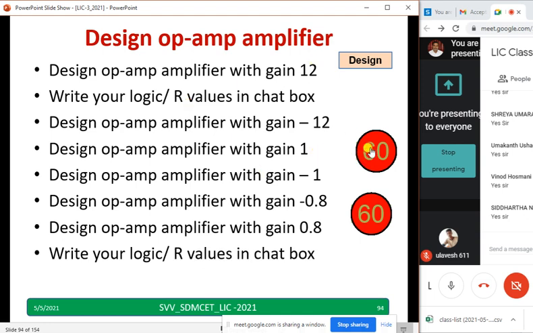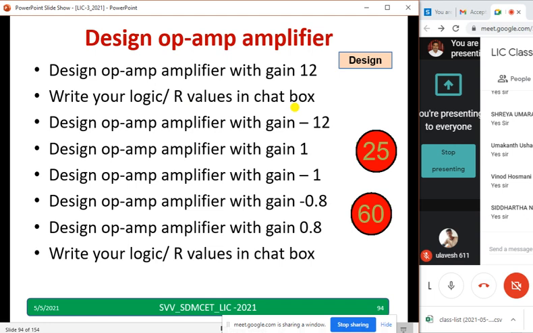So you have time. Those who are smart, those who are thinking fast, they can type their answer in the chat box how they do it, or they can take a question and do it later. Remaining can do one now. You have maximum 2 minutes. Somebody can do for -12, somebody can do 1, somebody can do -1, somebody can do -0.8, somebody can do 0.8. How you choose, whether you will choose inverting or non-inverting amplifier, followed by R1 value, RF value, you have to type in the chat box for any particular gain.